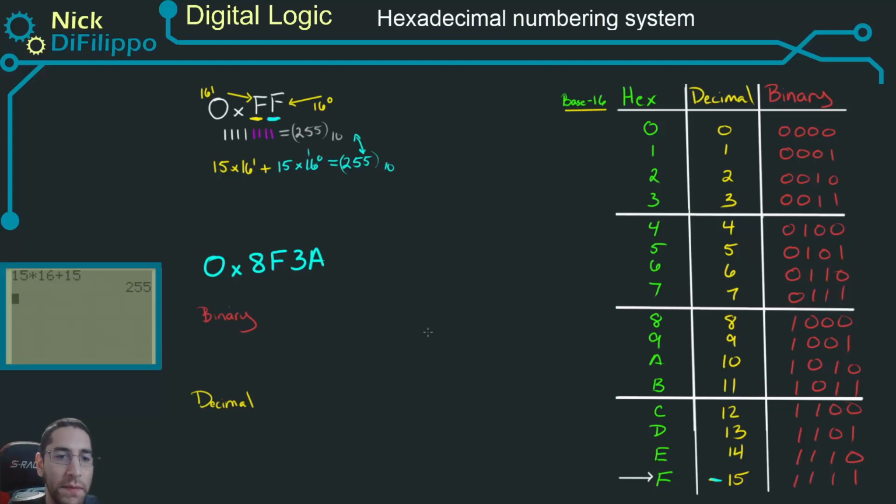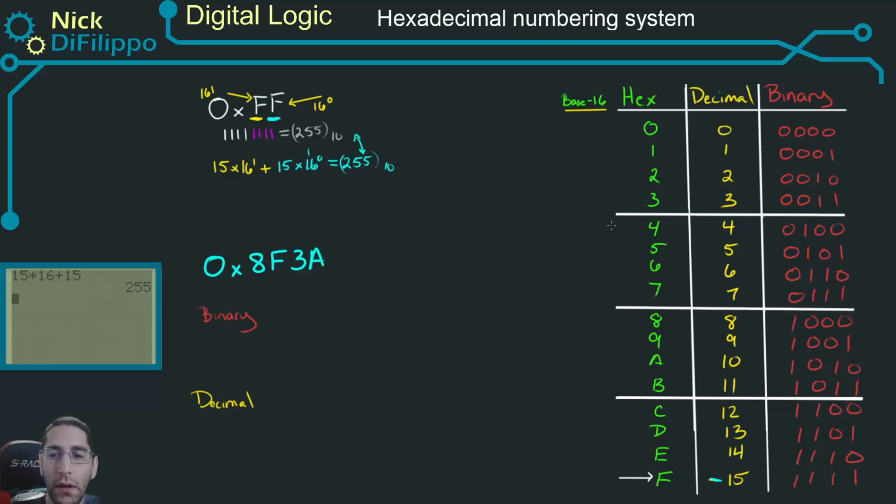So let's look at a different example, and let's look at a hex number that's 8F3A. The same rules apply. When we're looking at binary, we're going to look at each number individually. We're going to figure out what their binary equivalent is, and then that's how we represent it in binary.